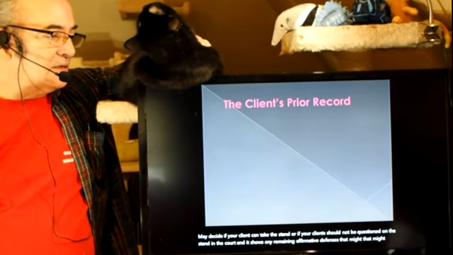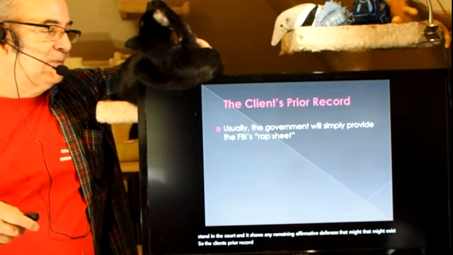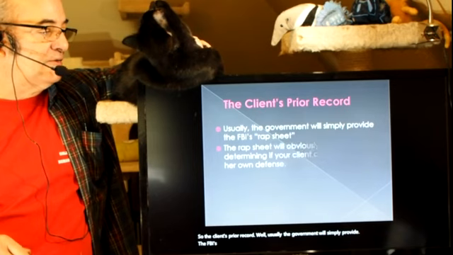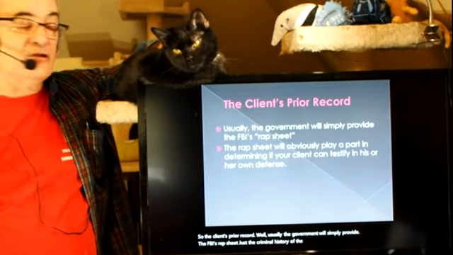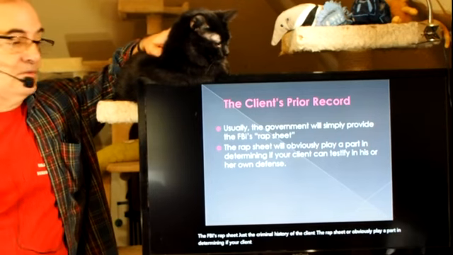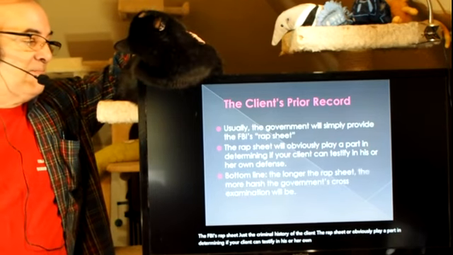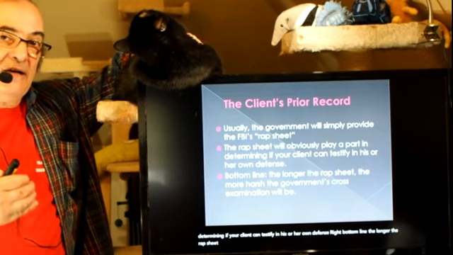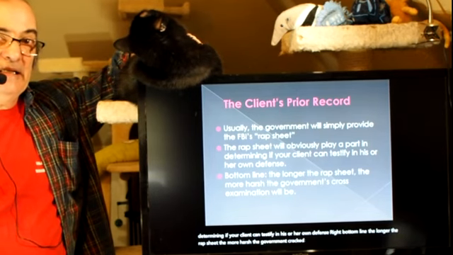So the client's prior record, well, usually the government will simply provide the FBI's rap sheet, just the criminal history of the client. The rap sheet will obviously play a part in determining if your client can testify in his or her own defense, right? Bottom line, the longer the rap sheet, the more harsh the government cross-examination can be, right?